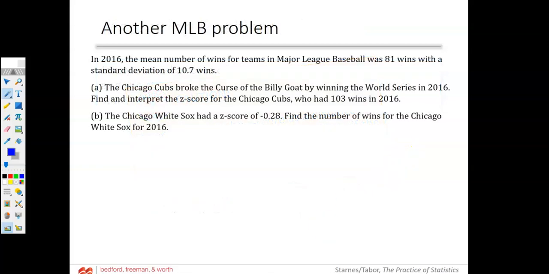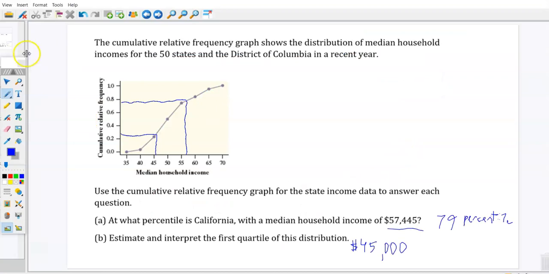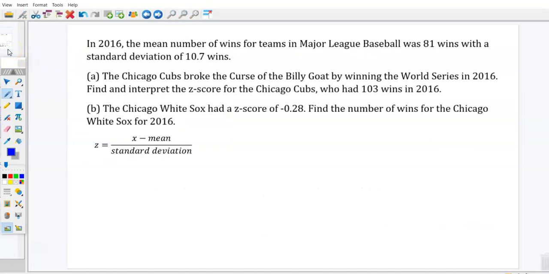Let's try one. Let's get a problem here. And, okay. So the mean number of wins, let's just plug in here.